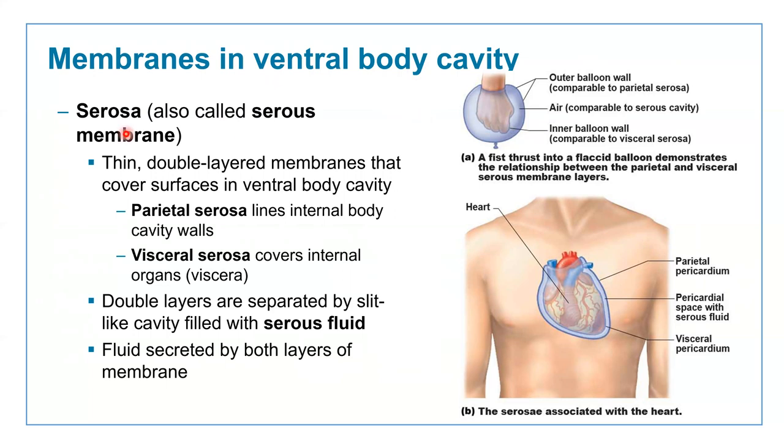Now, to understand how a serous membrane is built, here's an analogy. If you have a balloon and you put a wrist inside the balloon, what's going to happen? First, one wall of the balloon will cover your skin. It's the inner balloon wall, and it covers your wrist. And then you have the outer balloon wall. So that's like double layers, two layers. And what is between them? Air. So you have the balloon wall, you have air, and you have the outer balloon wall.